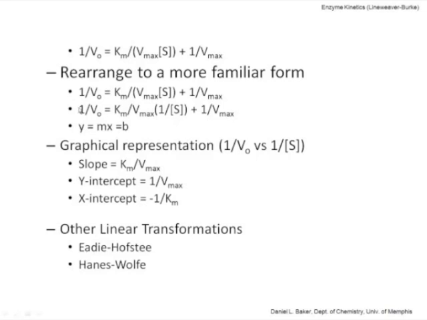So 1 over the initial rate is our y. Our slope is Km over Vmax. Our x axis value here is 1 over the substrate concentration, and then our intercept on the y-axis is 1 over Vmax. Okay, so if we plot y versus x, 1 over the initial rate versus 1 over the substrate concentration, then our slope is Km over Vmax, our y-intercept is 1 over Vmax, and our x-intercept is minus 1 over Km.